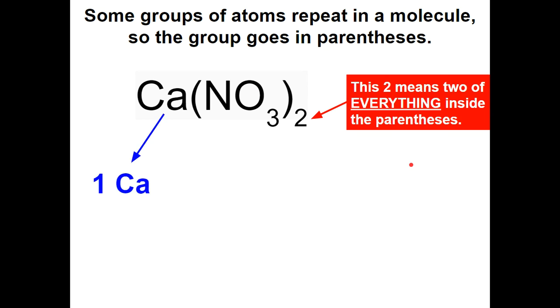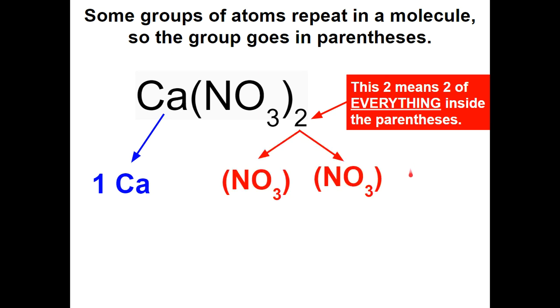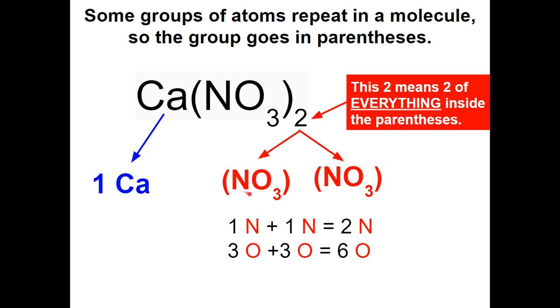So just to show this in another way, because different people get this in different ways, there's 1 Ca in the molecule, and there are 2 NO3 groups. Okay? And this is a group that just comes up a lot. So it kind of helps when you get used to it, you see what is actually happening in the molecule. So if you are counting these up, you're counting this twice. So 1 N plus 1 N is 2 N's. So there are 2 N's in here. And 3 oxygens plus 3 oxygens is 6 oxygens.